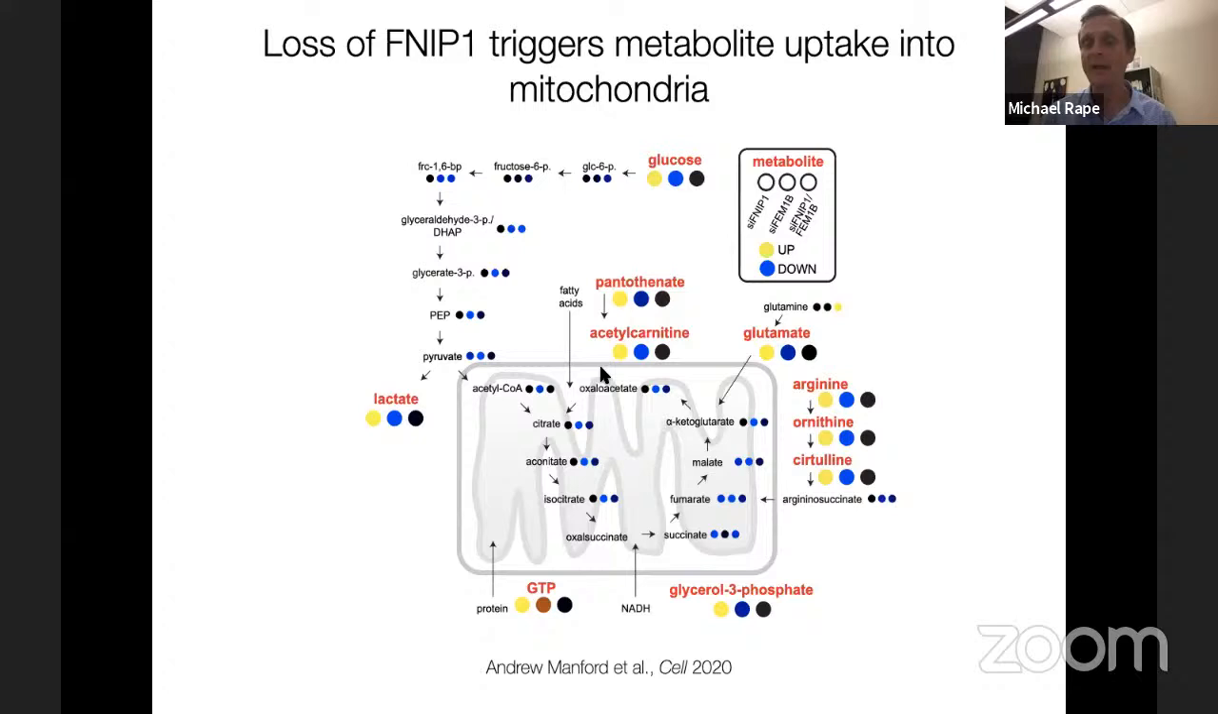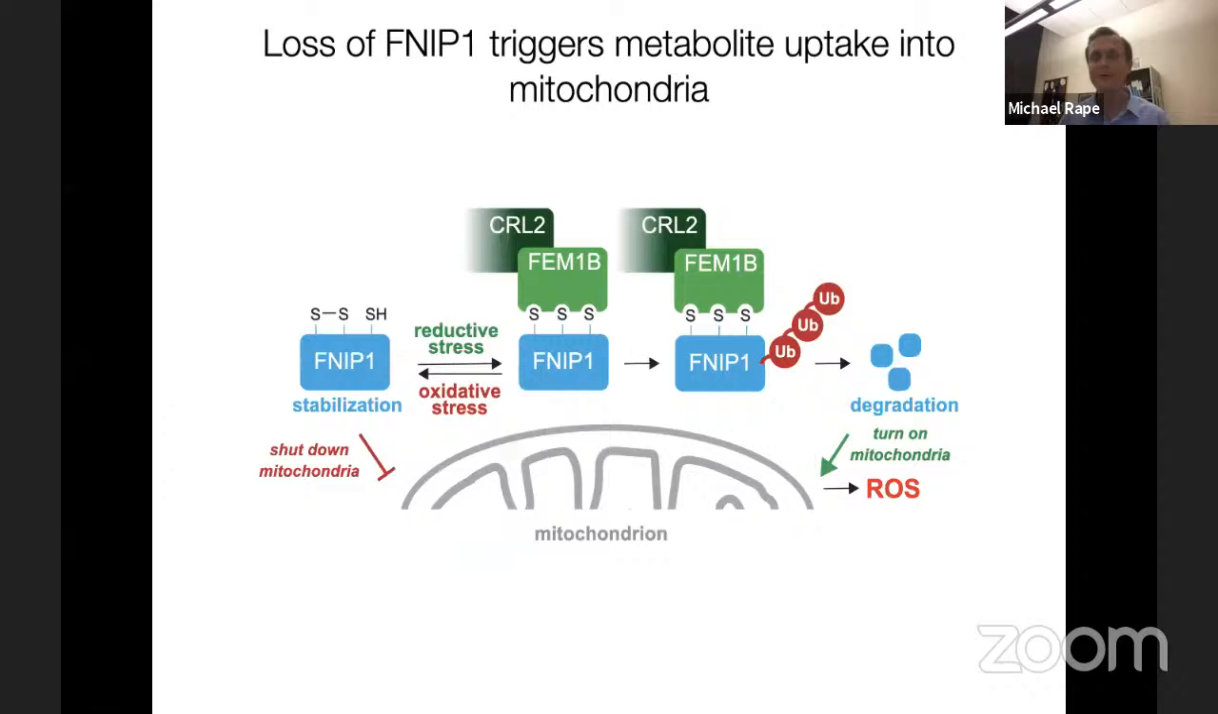So to summarize all of this, I think this is another example where a discovery of an E3 ligase told us a lot about biology, in this case, how the redox system or the redox balance is established in the cell. You have this substrate FNIP1, which in normal cells is oxidized because reactive oxygen species coming from mitochondria will lead to disulfide bond formation here.